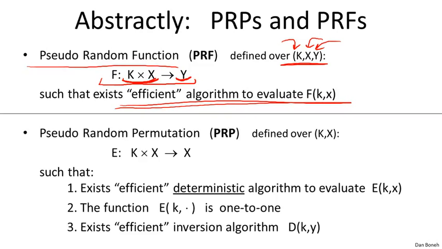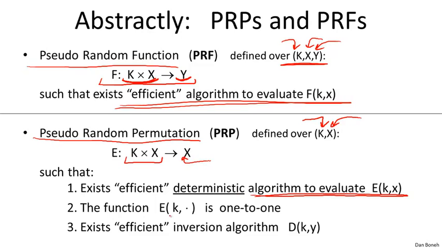Now, a related concept that more accurately captures what a block cipher is called a pseudo-random permutation. So a pseudo-random permutation is, again, defined over a key space and then just a set X. And what it does is it takes an element in the key space and an element in X and outputs basically one element in X. Now, as usual, the function E should be easy to evaluate, so there should be an algorithm to evaluate the function E.